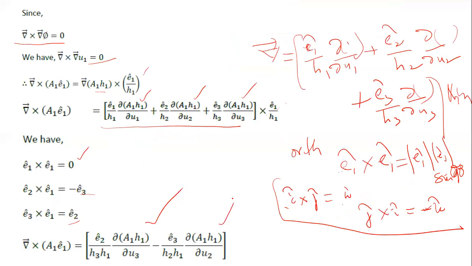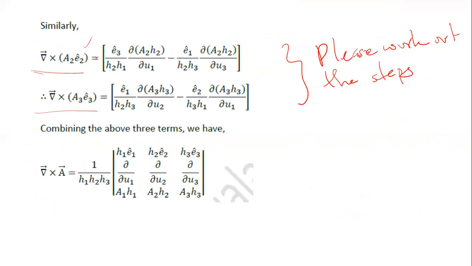So similar to this, you can find out curl of A2 E2, curl of A3 E3. Just follow the same steps. And if you combine all of this, this is what you're going to get in the case of curl of A. Okay. This will give you the curl of a vector field in orthogonal curvilinear coordinate system.